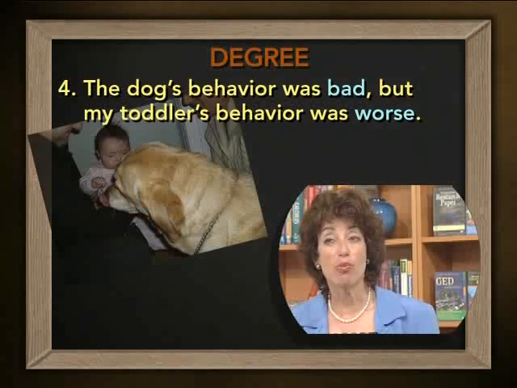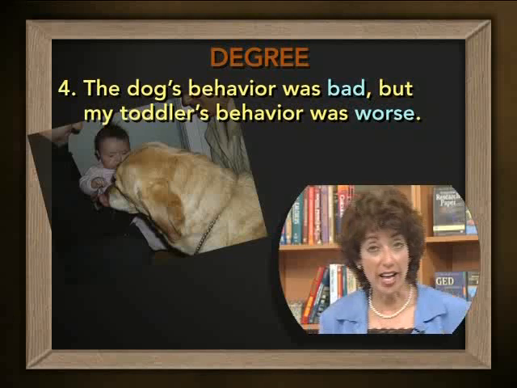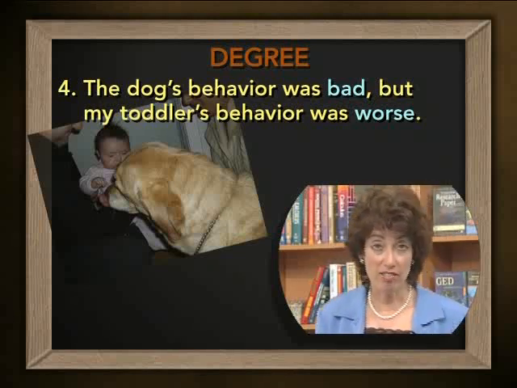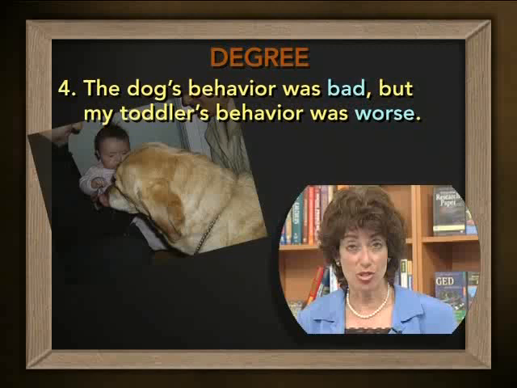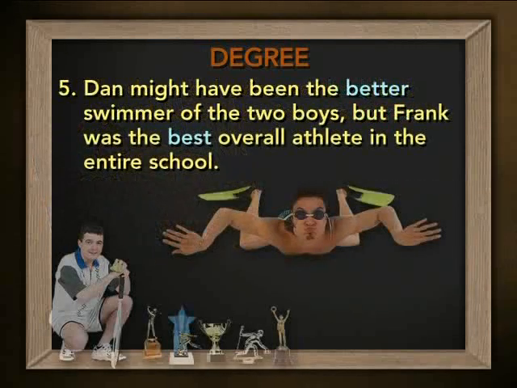4, the dog's behavior was bad, but my toddler's behavior was worse. Well, bad is not being compared to anything. That's your base form. Worse, I'm using comparative. I have 2 things. I'm comparing the dog and the toddler. 5, Dan might have been the better swimmer of the 2 boys, but Frank was the best overall athlete in the entire school. Dan is better, I'm comparing 2 boys, that's my comparison, but Frank is the best overall, I'm comparing 3 or more things.